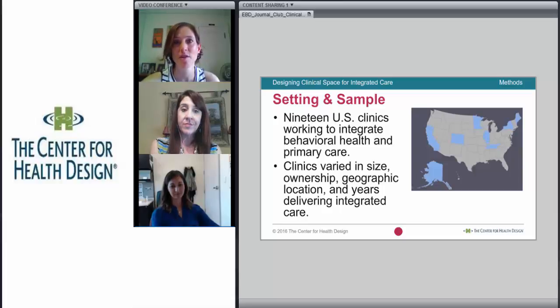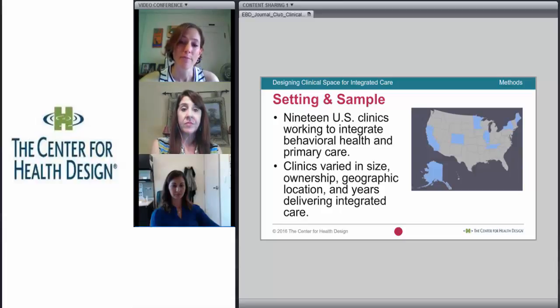So 11 of them, as I mentioned, were in Colorado, and those practices were participating in the Advancing Care Together project, otherwise known as ACT. And that's what we called it. It's an initiative that really focused on practices that were actively working to make the transition to integrating care.